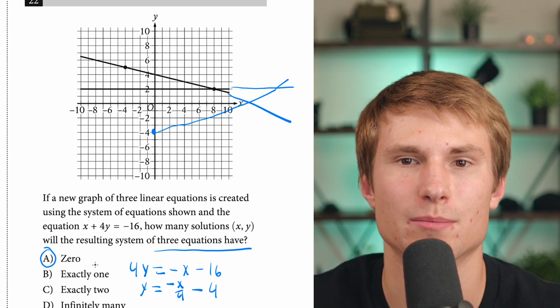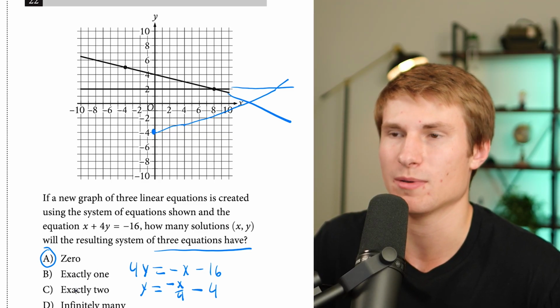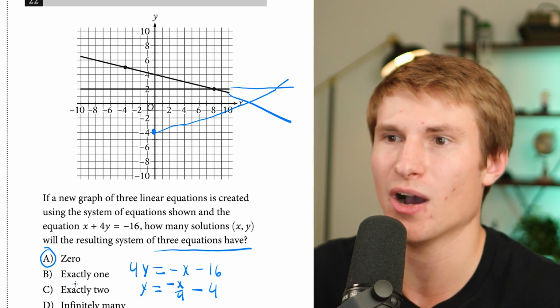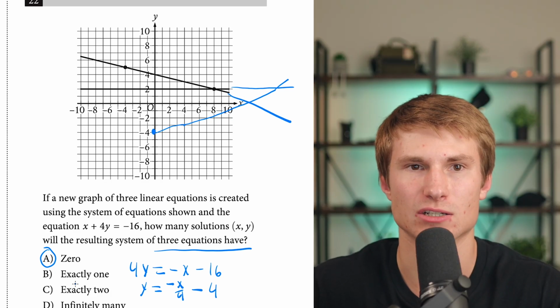Many people would be tempted to pick something like 1 or maybe 2, but the correct answer is 0 because it's about where all 3 of these lines intersect at a single point, and that never happens.